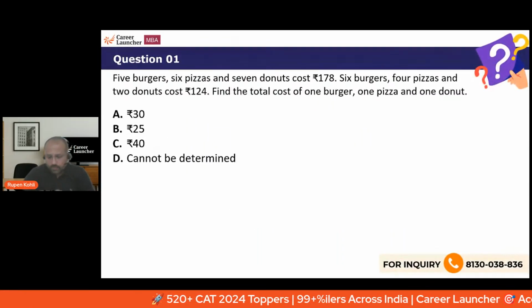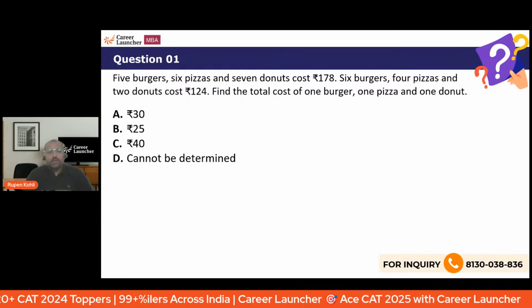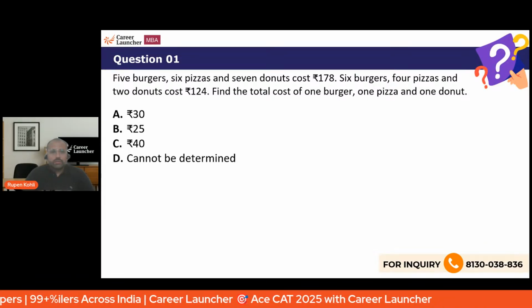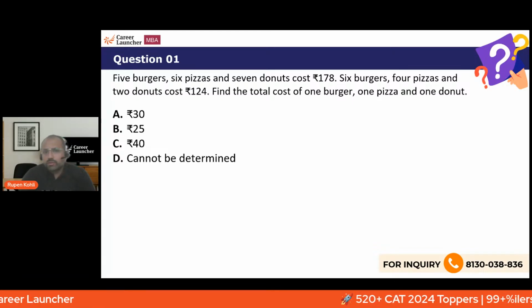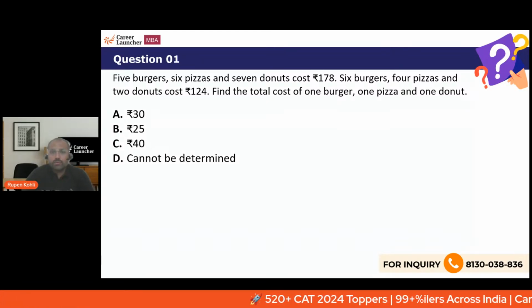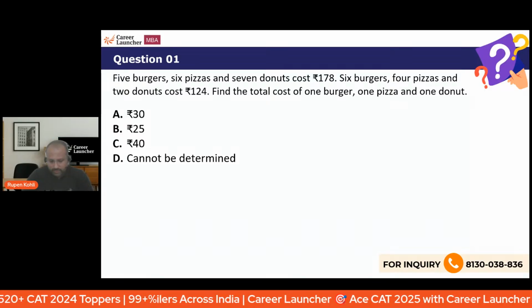Okay, so this is the first problem. Right, 5 burgers, 6 pizzas, and 7 donuts cost 178 rupees. 6 burgers, 4 pizzas, and 2 donuts cost 124 rupees. Find the total cost of 1 burger, 1 pizza, and 1 donut. Let me give you 1 minute to think, and we'll just discuss.